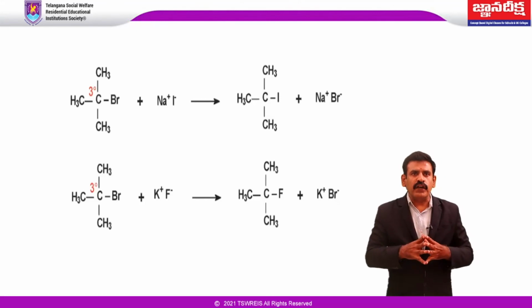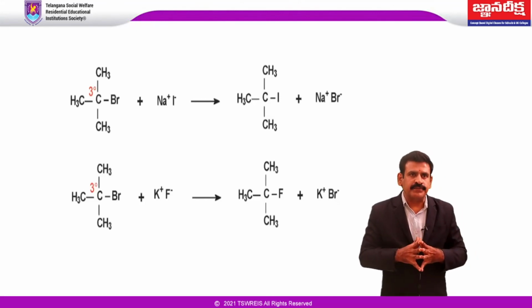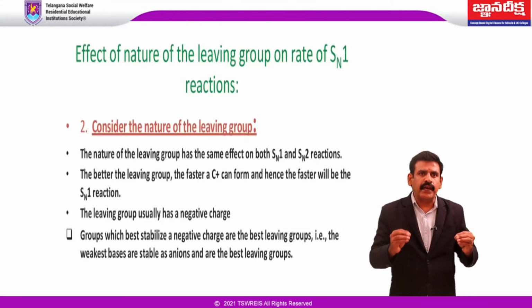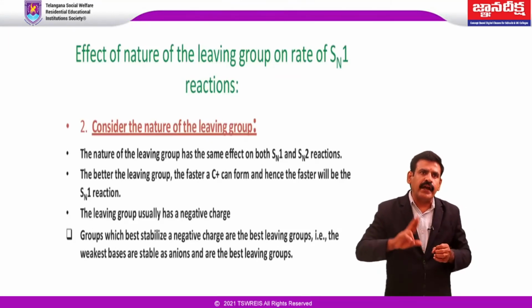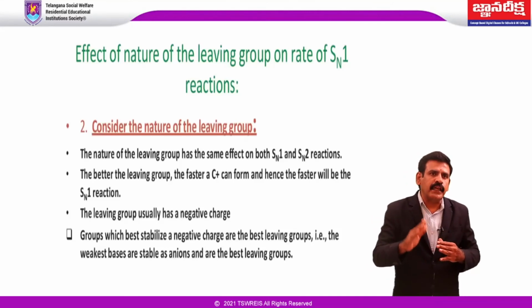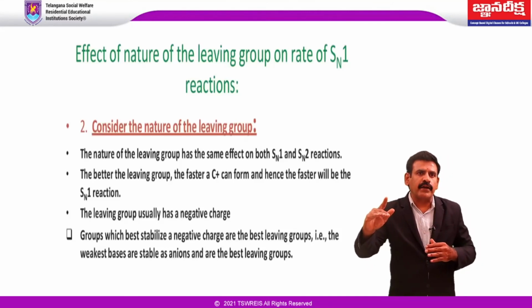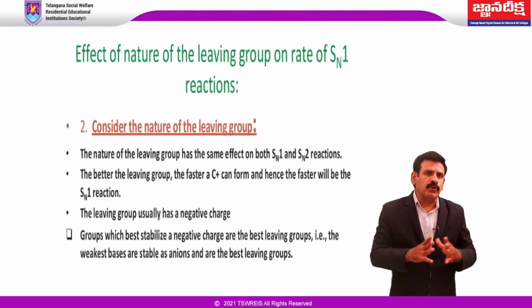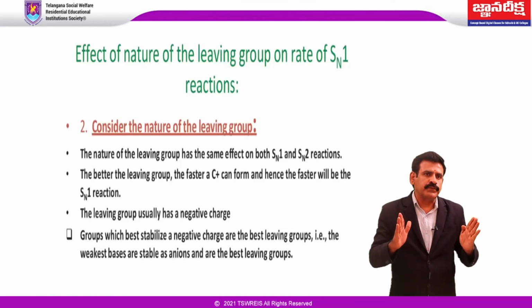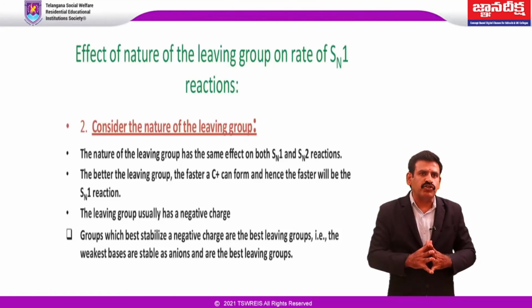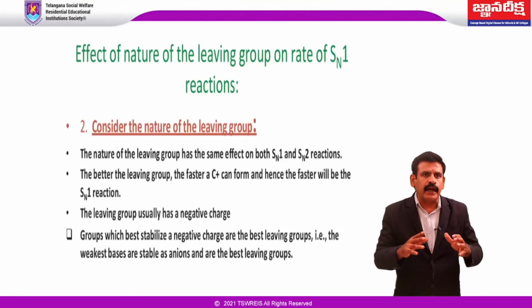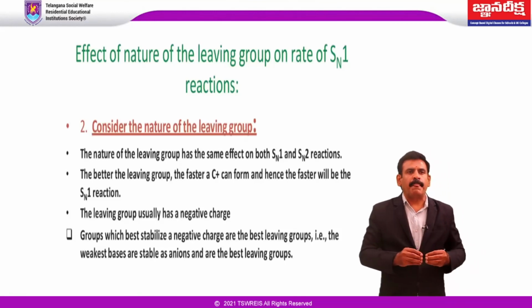Now, the effect of the nature of the leaving group on the rate of SN1 reactions. So consider the nature of the leaving group. The nature of the leaving group has the same effect on both SN1 and SN2 reactions. The better the leaving group, the faster the carbocation forms, and hence the faster the SN1 reaction. The leaving group usually has a negative charge, so groups which best stabilize a negative charge are the best leaving groups. That is, the weakest bases are stable as anions and are the best leaving groups.